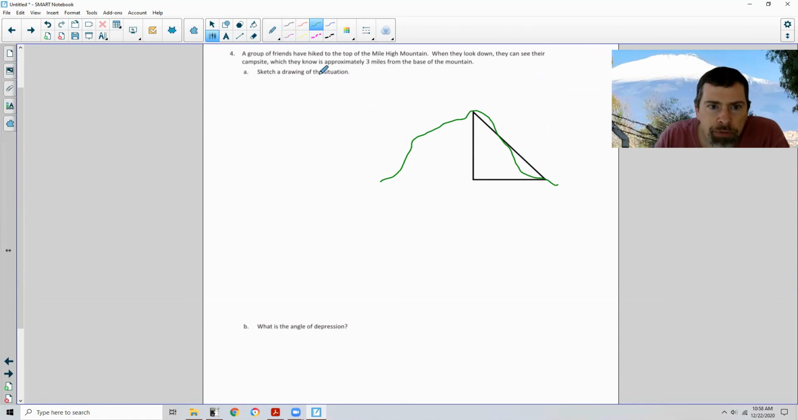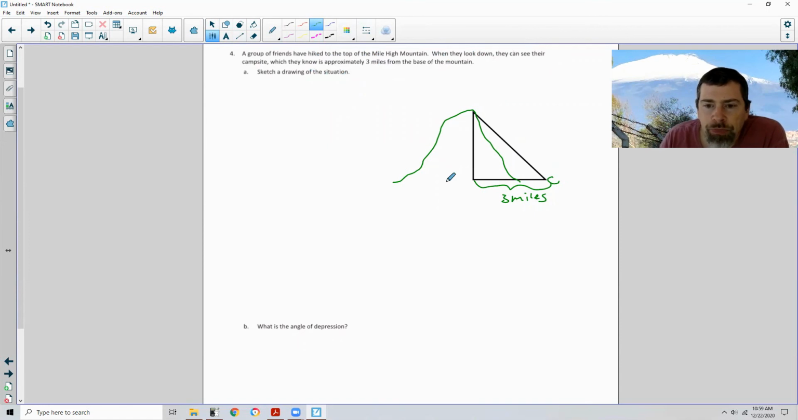So this is the base of the mountain. A group of friends have hiked to the top of Mile High Mountain. When they look down, they can see their campsite, which they know is approximately 3 miles from the base of the mountain. Okay. Well, this isn't quite working. So let me switch this a little bit. Let's say the base is there and the mountain goes up like so. From where they're standing, from the base of where they're standing, if you will, is 3 miles. When they look down, they can see their campsite. So the campsite's here, which they know is approximately 3 miles from the base of the mountain.